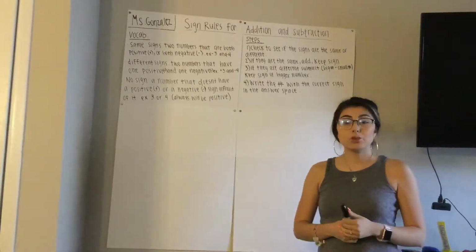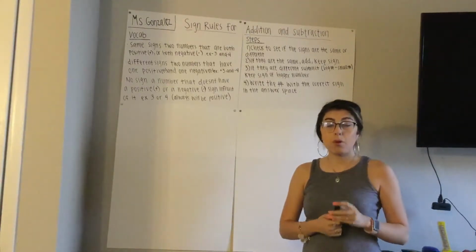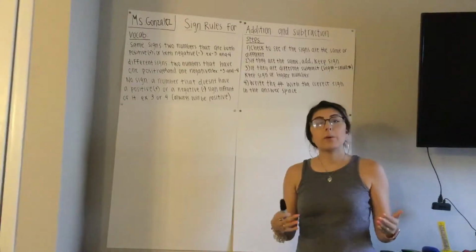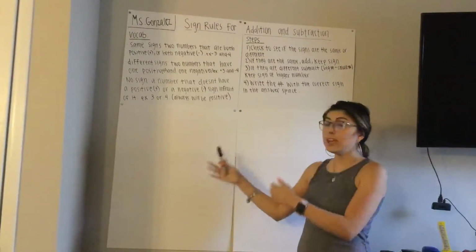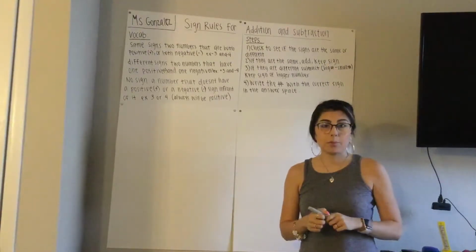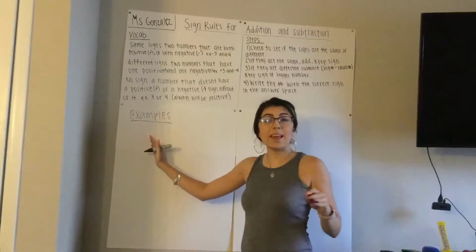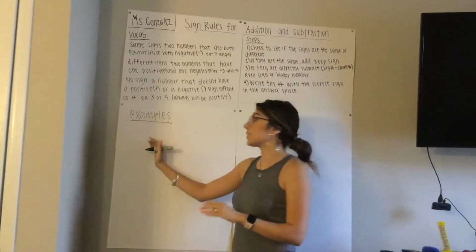What we're going to go ahead and do is go over some example problems just so we can get a general idea of what it is that we're expecting to see when we come across these type of problems, okay? First example that we're going to do is going to be negative 2 minus 6.